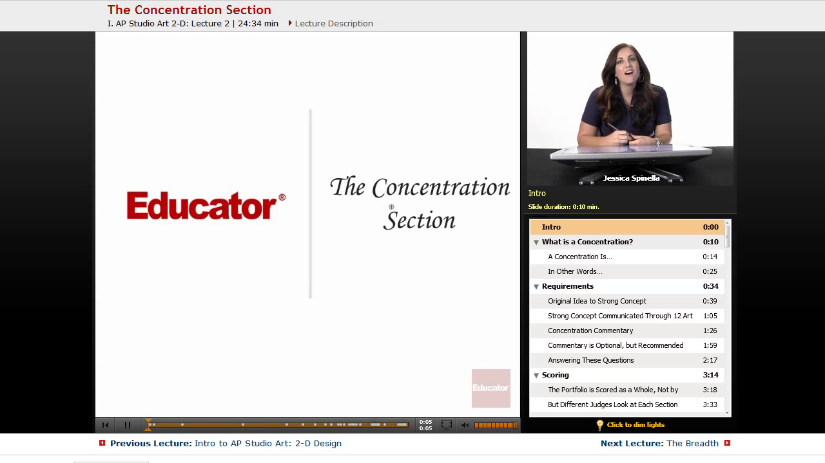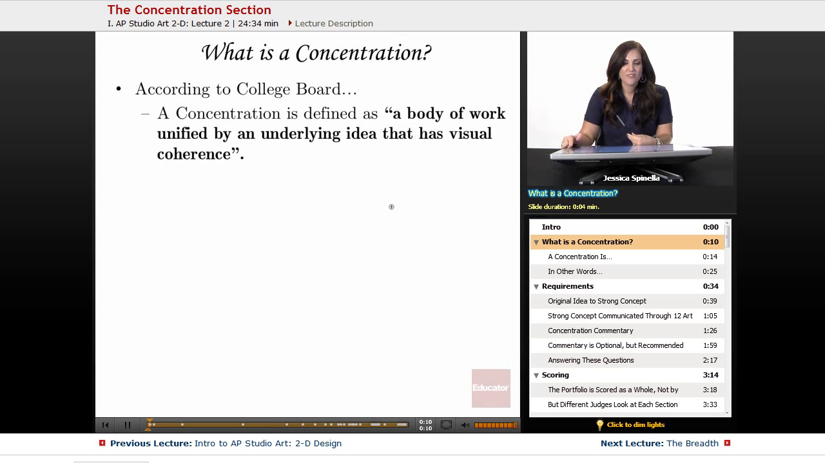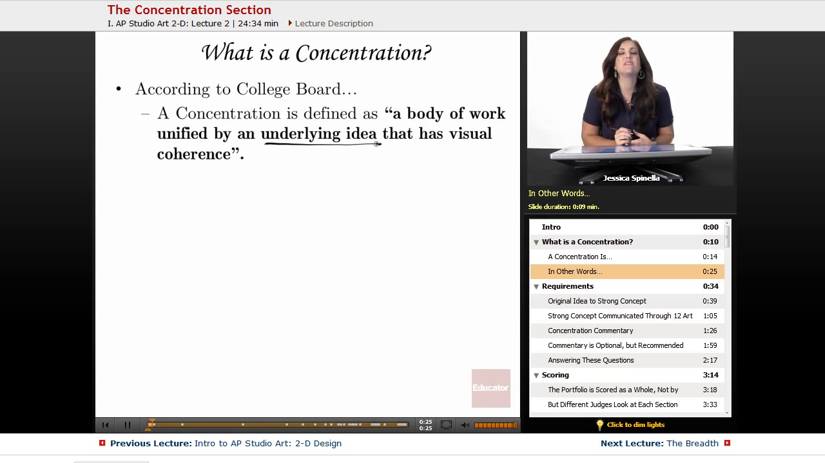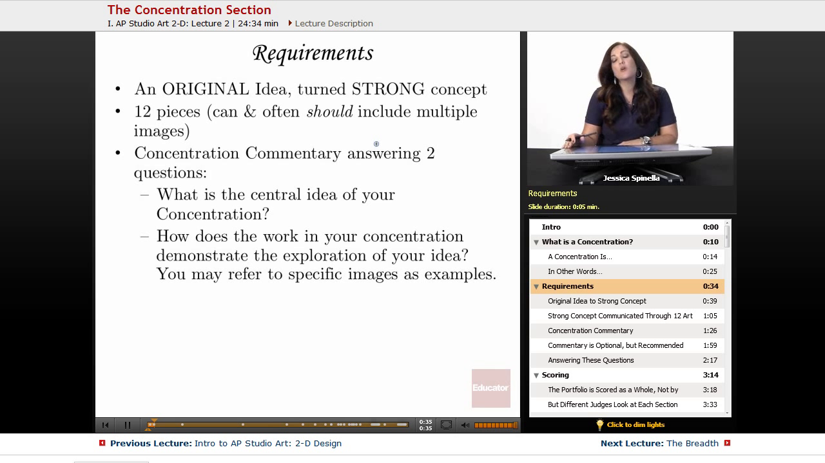Today we're going to be talking about the concentration section of the portfolio, so let's jump right in. Alright, so what is a concentration? This word is kind of vague. What does it mean, right? According to the College Board, a concentration is defined as a body of work unified by an underlying theme or idea that has visual coherence. So a concentration is basically a very specific idea that you come up with, that you create a series of work all around.